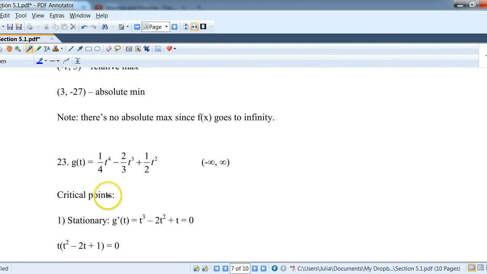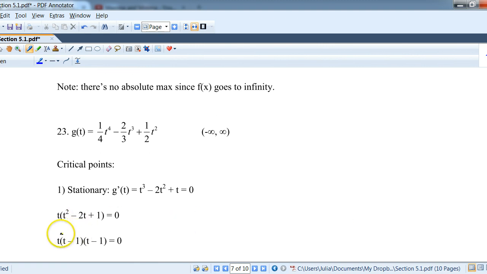We'll see. So first, let's find the derivative. So 4 times 1/4, it's actually 1, t cubed. And then 3 times negative 2/3, the 3's will cancel, leaving us with negative 2t squared. And then 2 times a half, that would just be 1t. Set that equal to 0. Note you can pull out a t. So you'll get t squared minus 2t plus 1 equals 0.